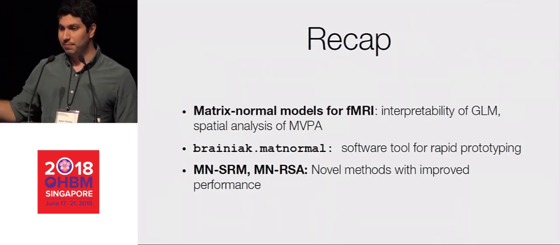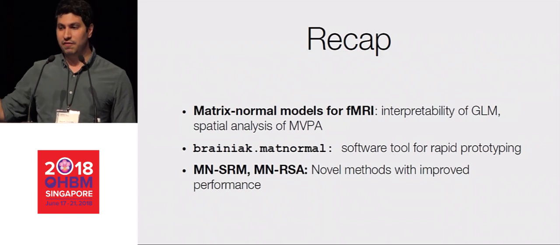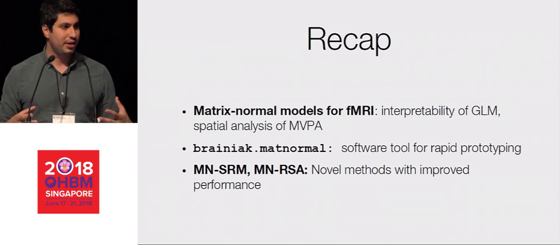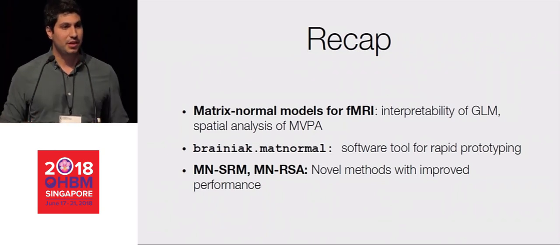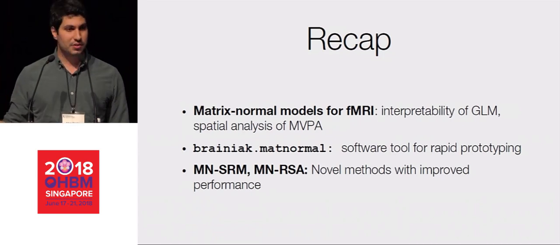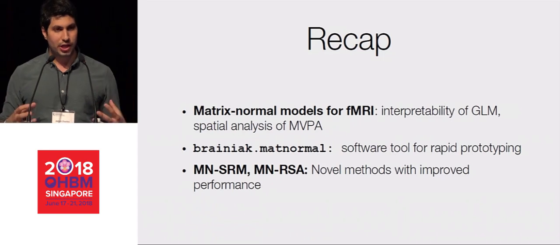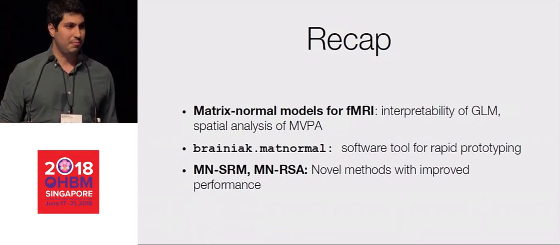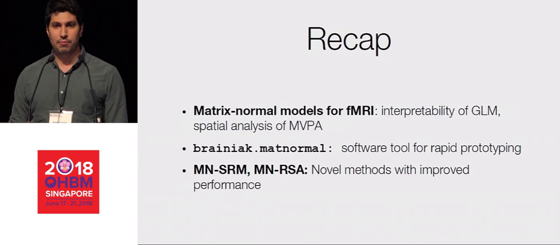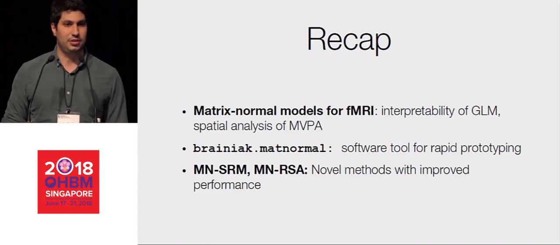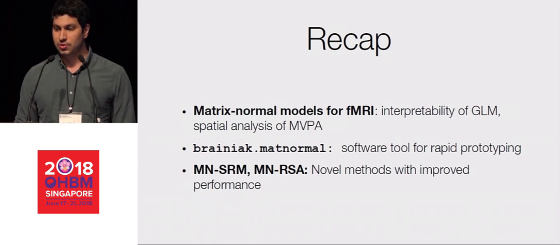So just to recap, we presented a matrix normal model for fMRI data that encompasses many of the analyses that you're used to and use already. And we've used this modeling methodology to create a toolkit that lets you really try out these different methods efficiently and quickly, utilizing the latest in automatic differentiation and machine learning toolkits.